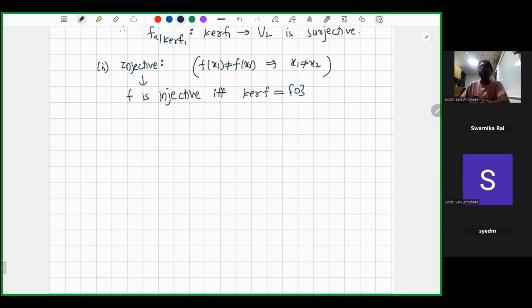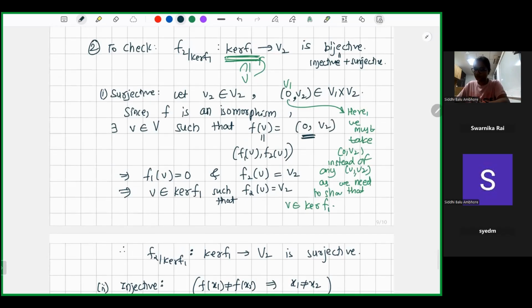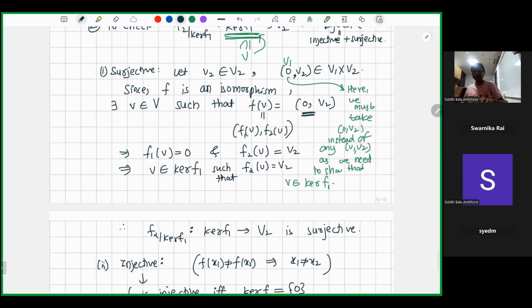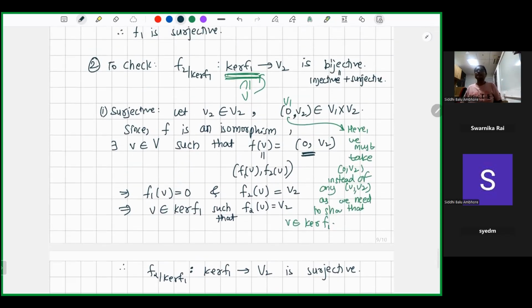So that is the reason we took 0, because the kernel of F is 0 always. That's why we took 0 and V2. No. The kernel of F is not always 0. The kernel of F is 0, that is okay, but we are not actually using the injectivity of F here. But since in this case the condition says F2 on the kernel of F1, that's why we took 0 here. That is the reason.